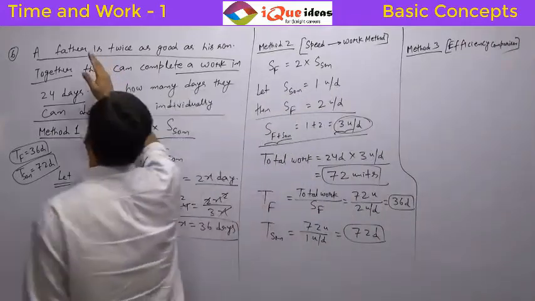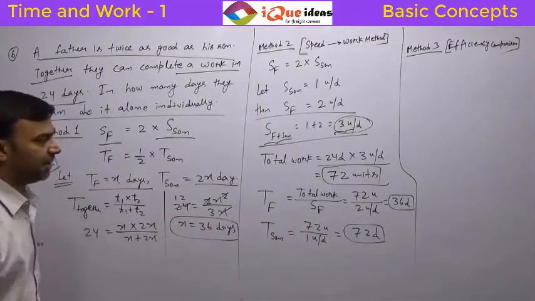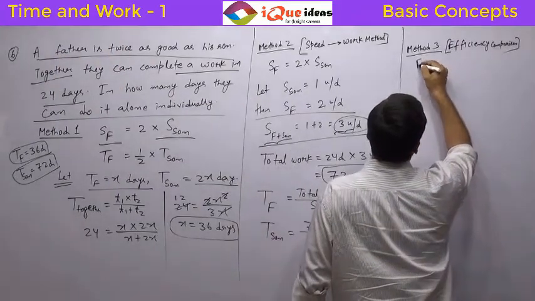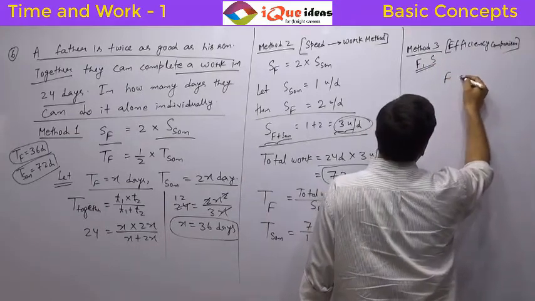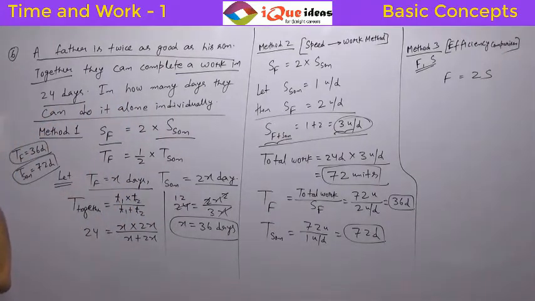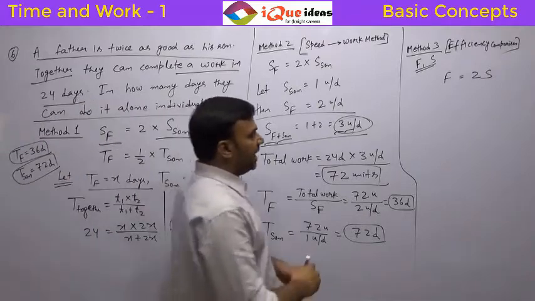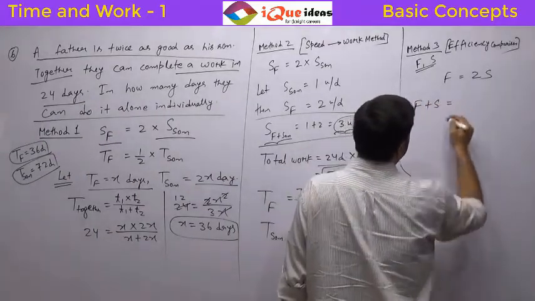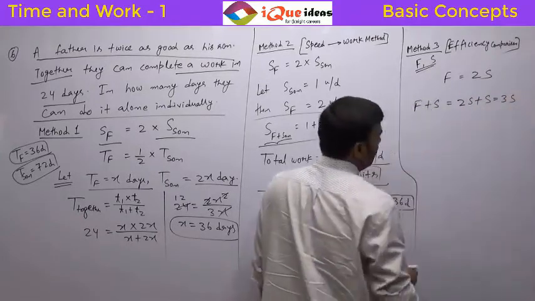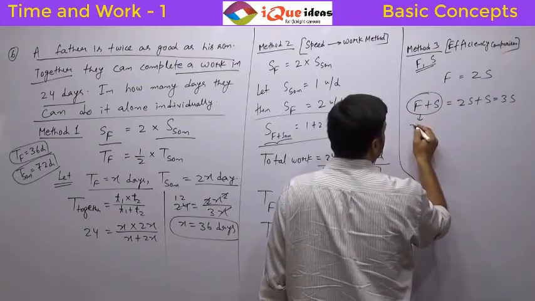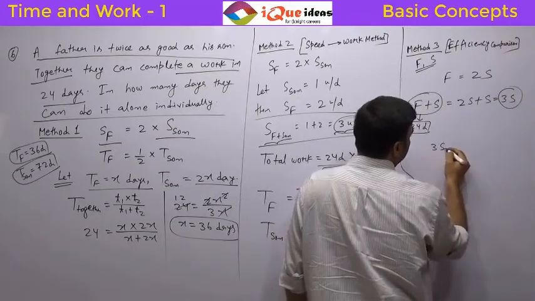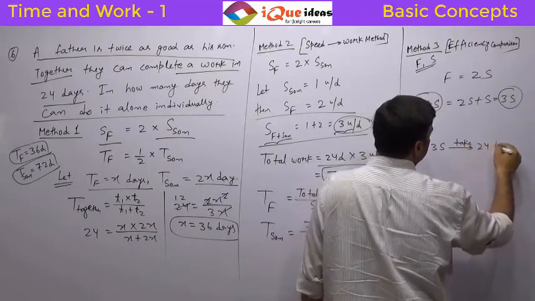Now, here we are saying that a father, again, the third method is entirely different. Do not mix the methods. A father is twice as good as his son. So can I say, if I say father is F and son is S, then F is equal to 2S. You know, the father is equivalent to 2 times his son, right? That means father plus son will be equivalent to, in place of father we can say it is 2 times son plus son, which is equal to 3 times son. Now father and son together, they take 24 days to complete the work. That means 3 times son will also take 24 days to do a work.